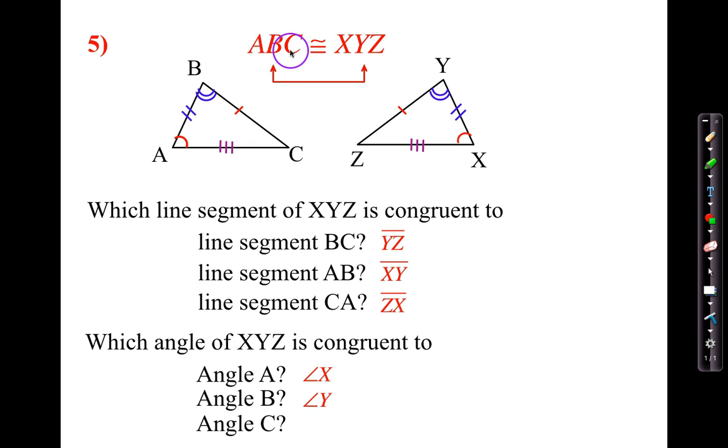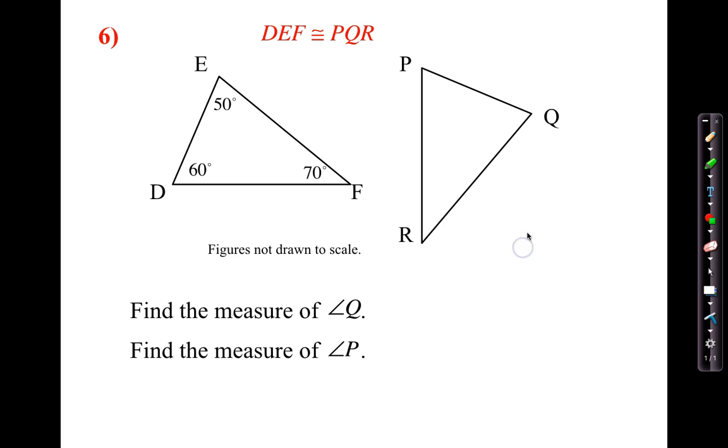And last but not least, angle C here is congruent to angle Z, using 3 tick marks for that. And we could even see it here in our congruent statement. So now what I'd like you to do is go ahead and pause the video and try number 6 on your own.